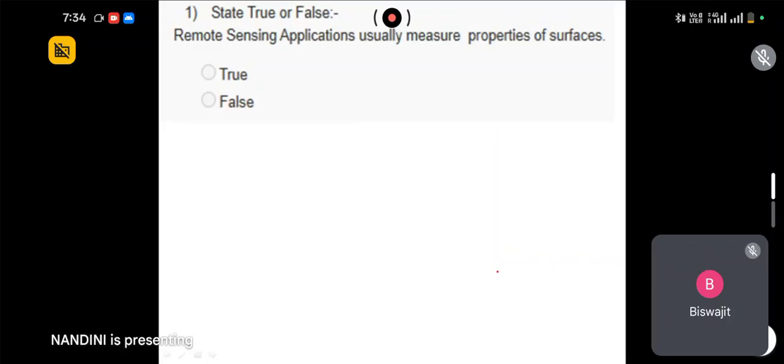So now we are moving on to remote sensing, where the instrument doesn't directly come in contact with the surface or the property that it is actually measuring. We are using radiation to measure the properties. So the first question is: remote sensing applications usually measure properties of the surface. Is it true or false?